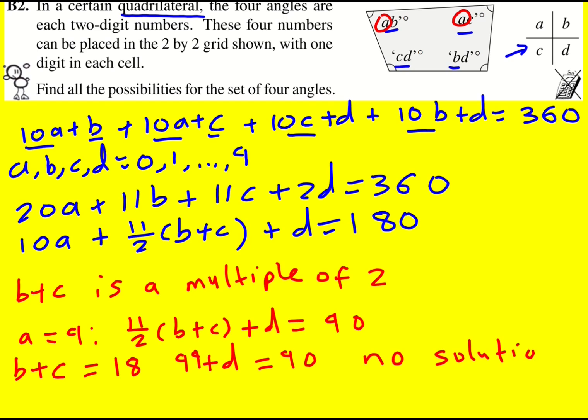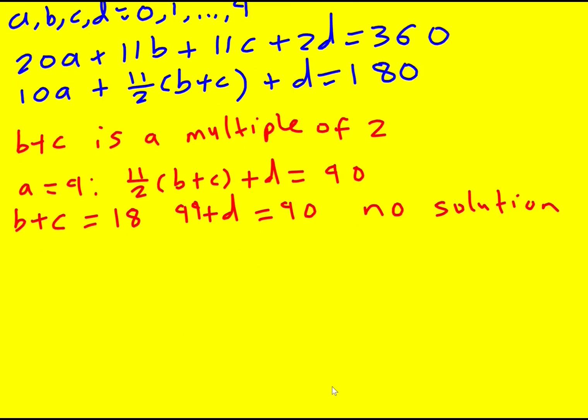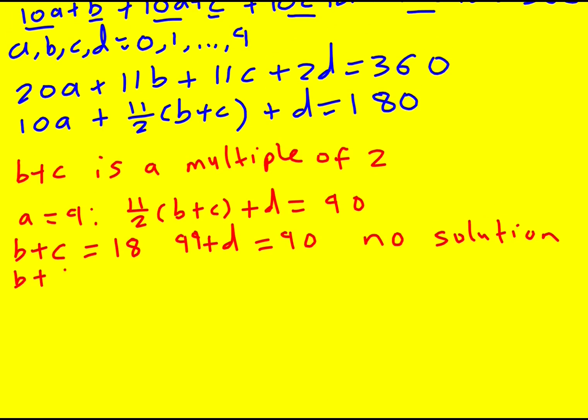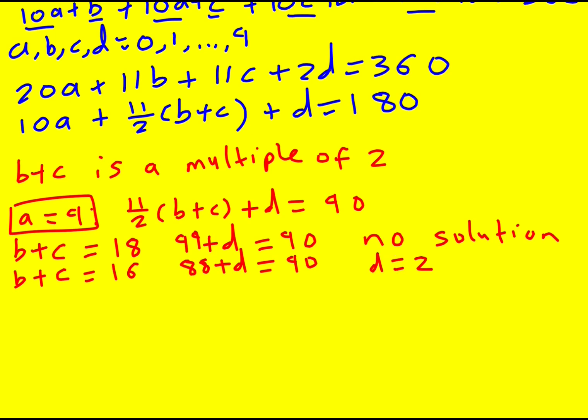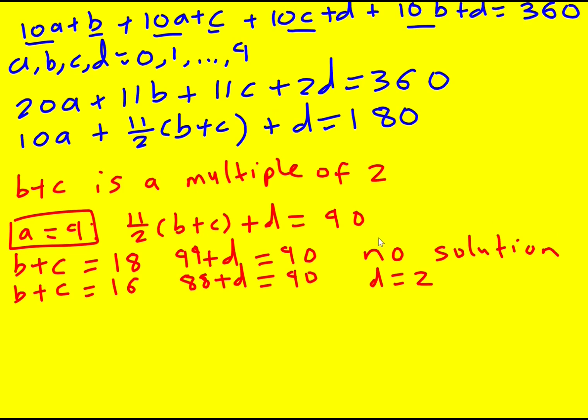Okay, but at least we'll work on our way through it. So let's go with the next smallest, 16. And this is still in the frame that A is 9, by the way. So now I'm going to get 88 plus D equals 90. So D will equal 2. And I think I found my first set of solutions. So A, B, C, D, and I'll put these in brackets, could equal 9.